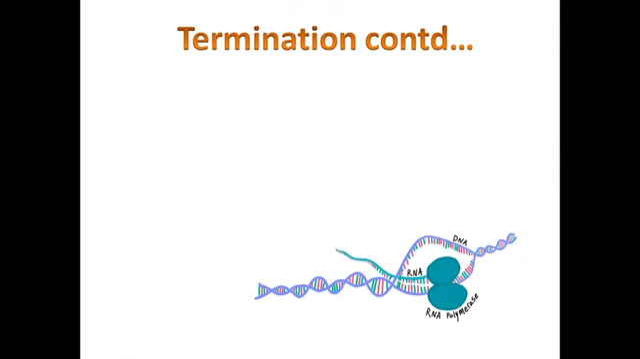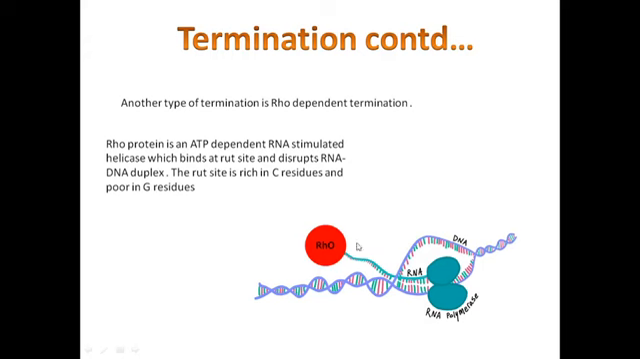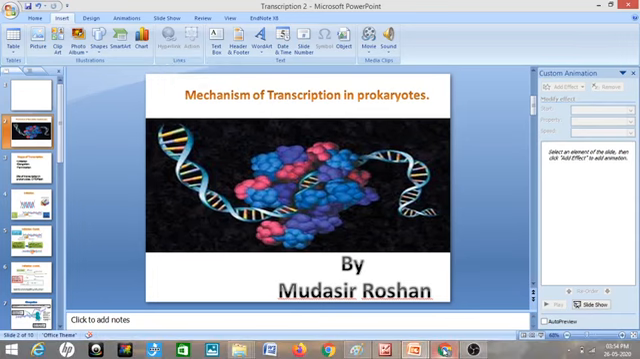Now coming to another termination, that is rho-dependent termination. In this, simply a protein called rho recognizes a site in the RNA which we call the rut site, R-U-T, rho utilization site, and this rho recognizes the site which is very rich in cytosine residues and poor in guanosine residues. It goes and binds there, and from here no nucleotides are added. That is, the termination occurs. Hope this is clear. Now watch this video for more understanding.